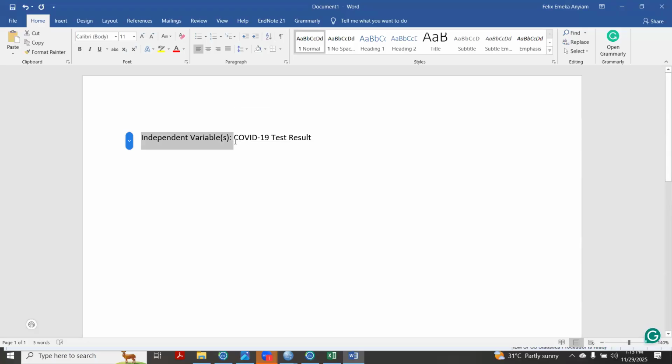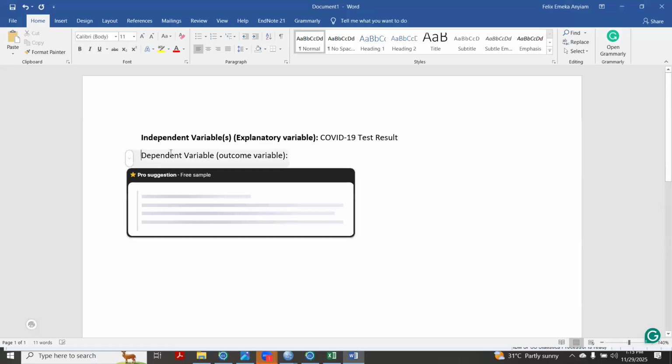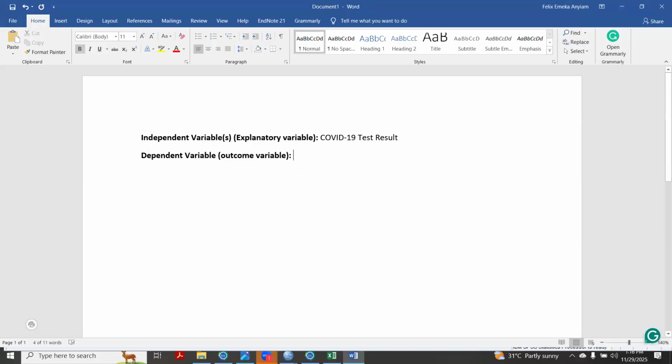That is my interest for the independent variable. Then what is motivating me to do this study, which is what I want to find out, is the dependent variable. That dependent variable is also called the outcome variable. The independent variable is also called the explanatory variable. Now, the dependent variable for this work is that depression status that I showed you.